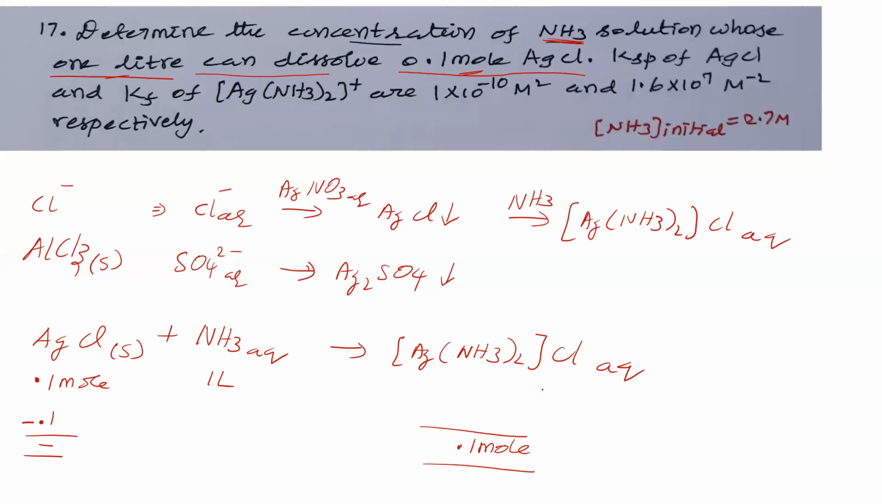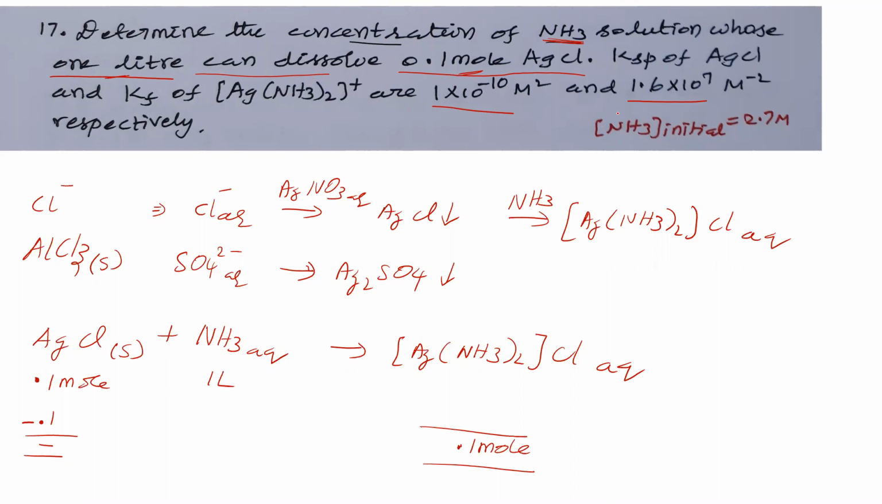So now what we have to find? What is the concentration of ammonia solution we have taken? So we have to find the concentration of this ammonia solution. To find the concentration of ammonia solution, what are the supporting points given, in the sense? One is the solubility product of AgCl is given, then the formation constant of the complex ion is given.